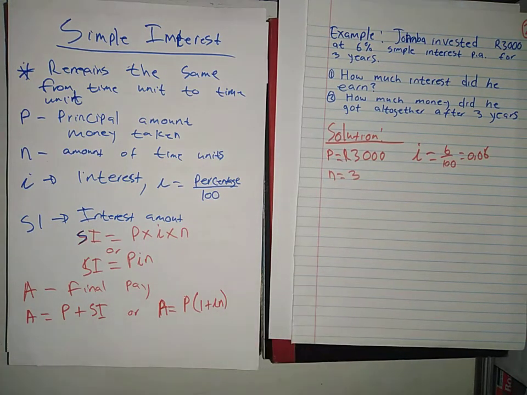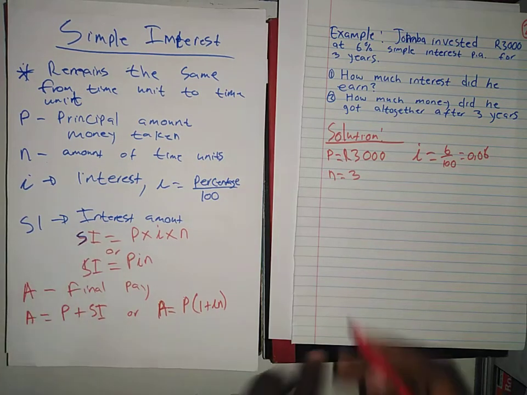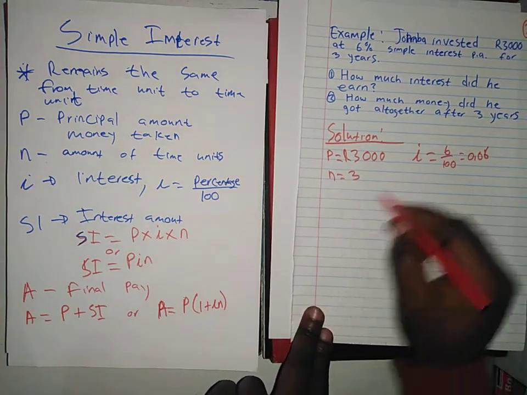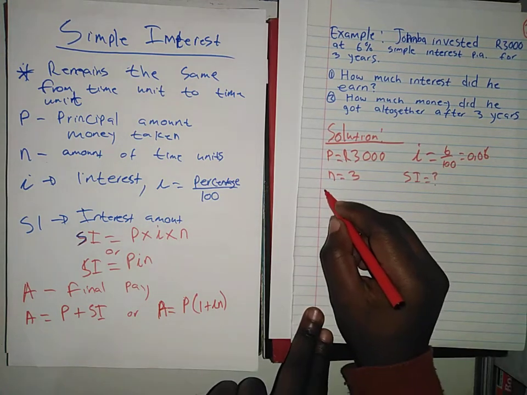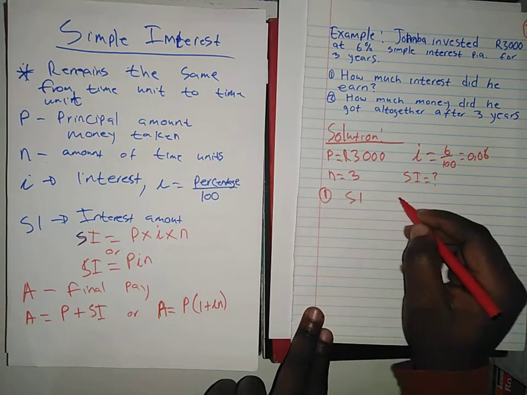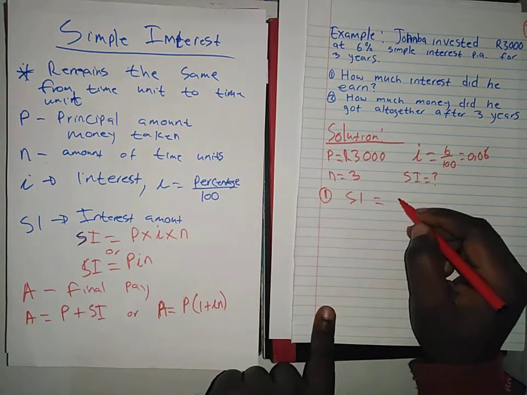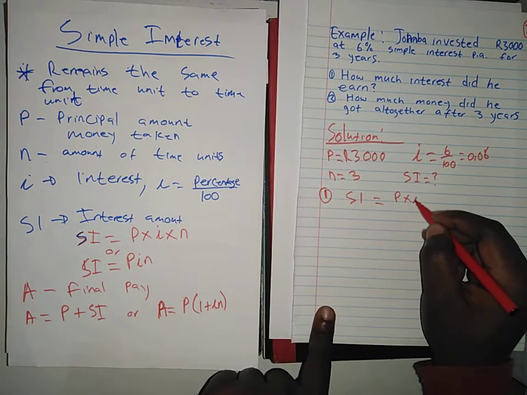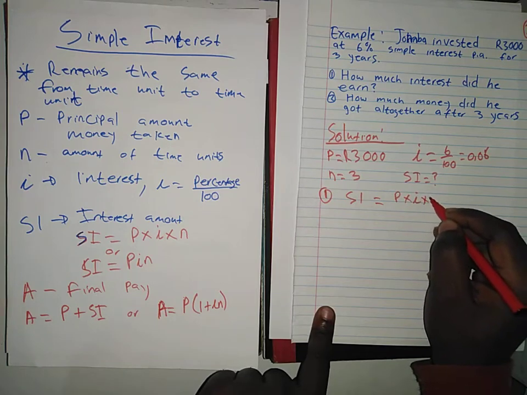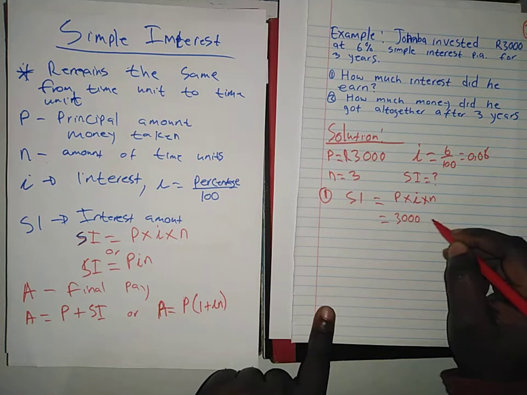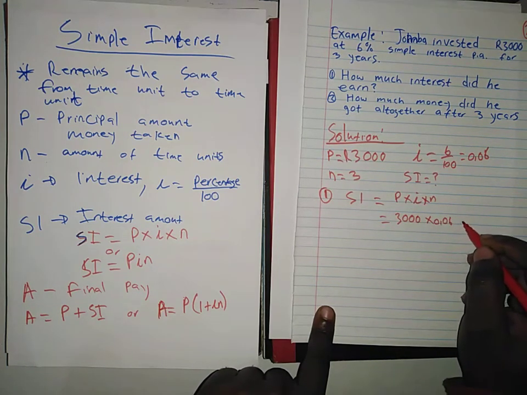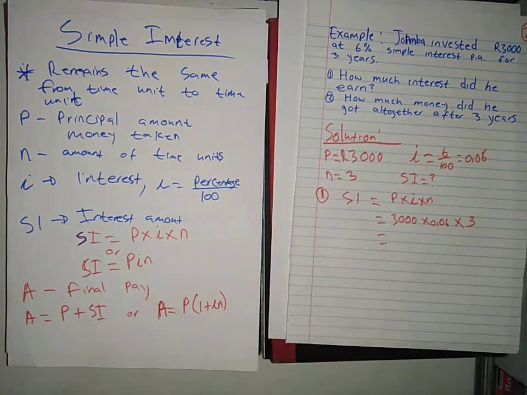Now, how much interest did they earn? Oh, we know what simple interest is. So the simple interest is unknown this time. The simple interest is nothing other than, here's the formula, P times I times N. The P is 3,000 rand, I is 0.06, and N is 3. And then what do we get?